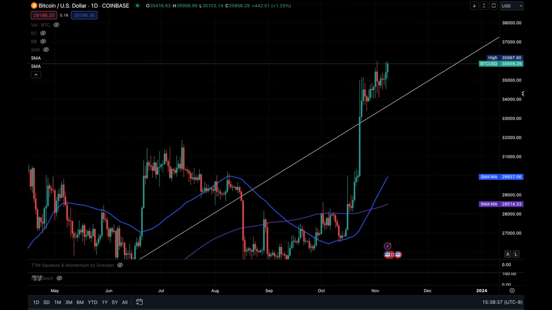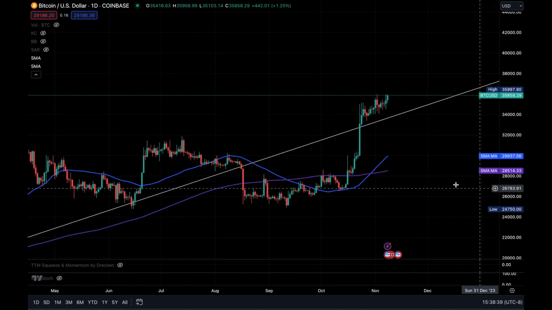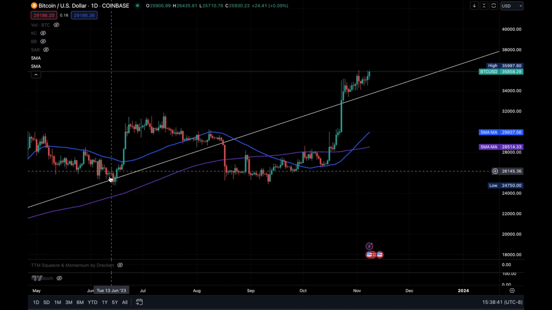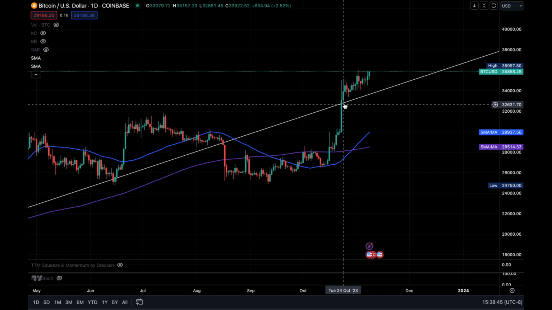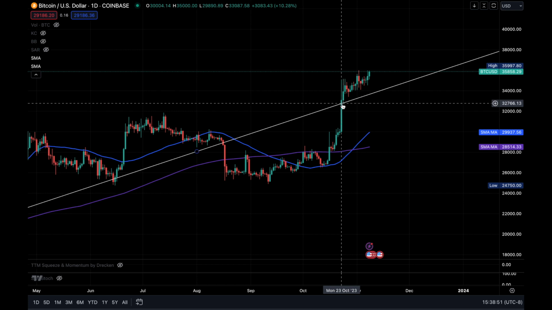So let's go check out Bitcoin and get some more confirmations about what we see here. And again, I have a few trend lines drawn here for Bitcoin as well. This trend line was from June to kind of indicate a bottom and a hard support or resistance. And you see we passed that trend line in October, on October 24th or 23rd.